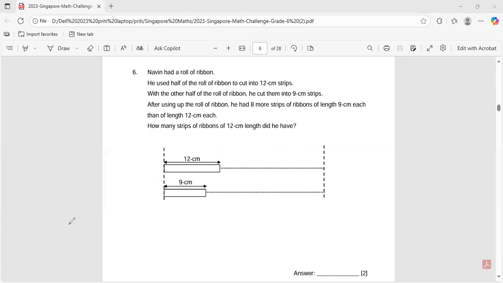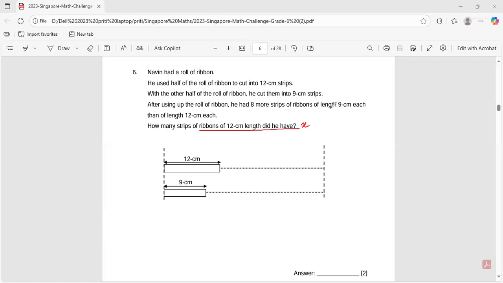Naveen had a roll of ribbon. He used half of the roll of ribbon to cut into 12 centimeter strips. With the other half of the roll of ribbon, he cut them into 9 centimeter strips. After using up the roll of ribbon, he had 8 more strips of 9 centimeters each than strips of 12 centimeters each. How many strips of ribbon of 12 centimeter length did he have? So assuming he had X number of strips of 12 centimeters.